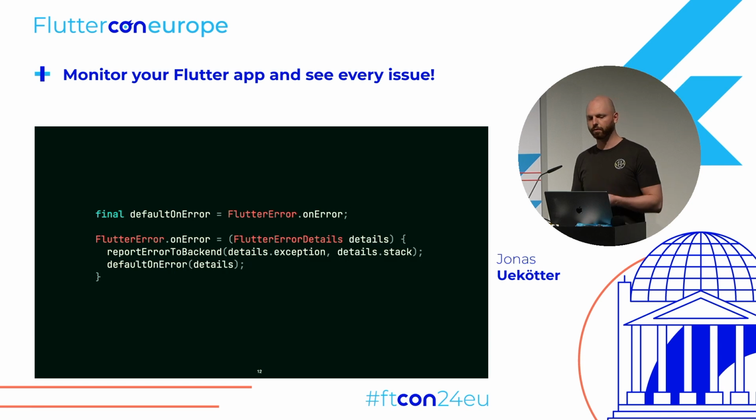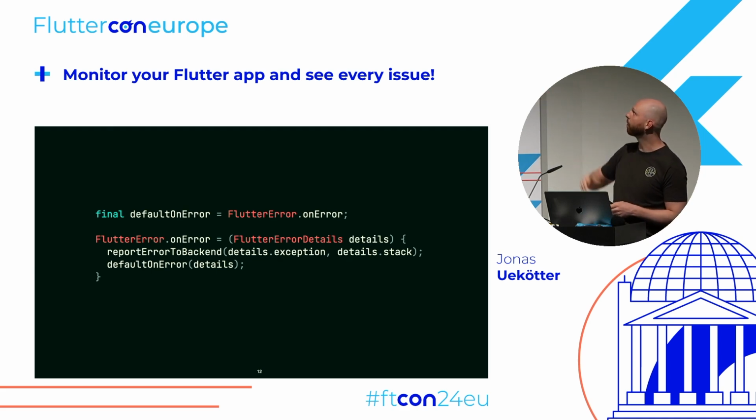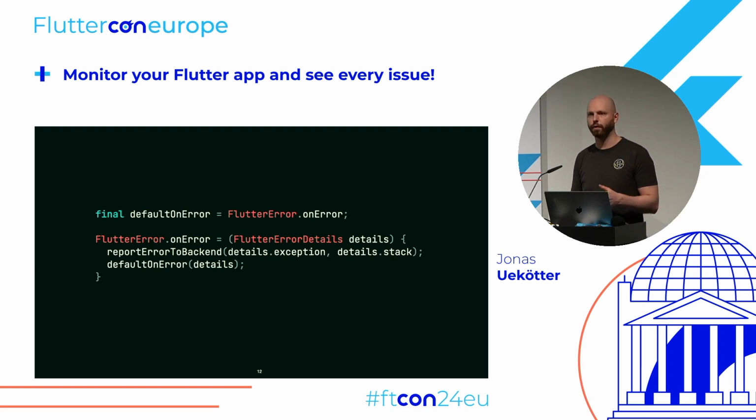In order to handle or get notified for these issues, we first save the current handler, then we override it with our own handler. Within that, we report the issue to a backend, and then we call the default handler again. We do that because people tend to override them themselves to do any special handling, and otherwise that would get lost.